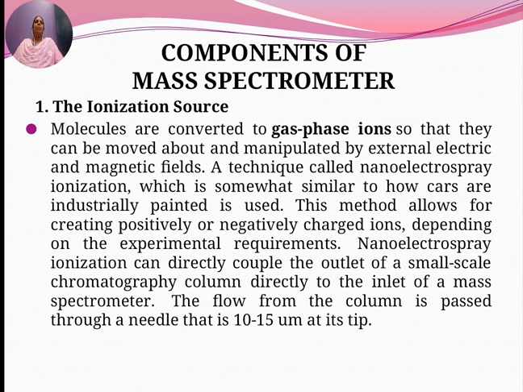The needle is used to deliver the gaseous phase ions into the mass spectrometer. In the ionization source, molecules are converted to gas phase ions so that they can be moved about and manipulated by external electric and magnetic fields. A technique called nano electrospray ionization is used, which can be directly coupled to the outlet of a small scale chromatographic column and to the inlet of a mass spectrometer.